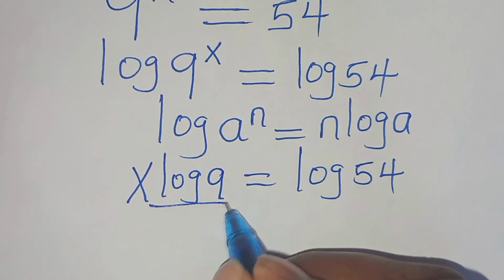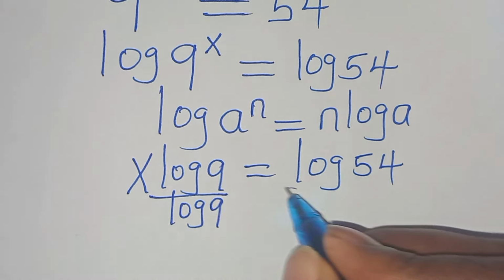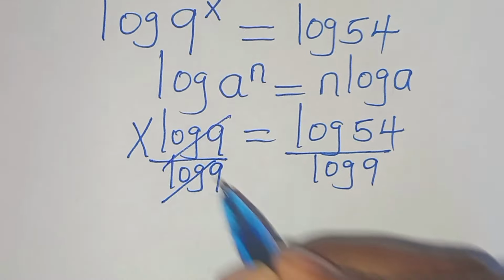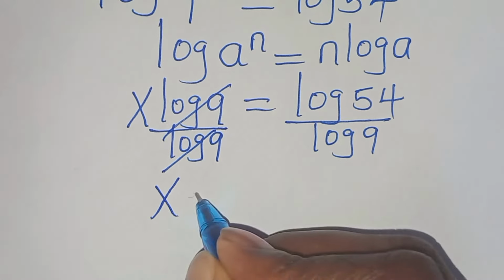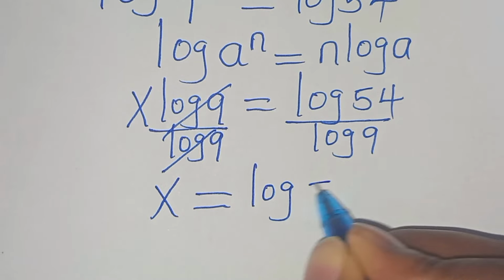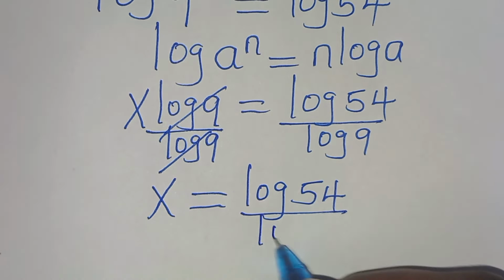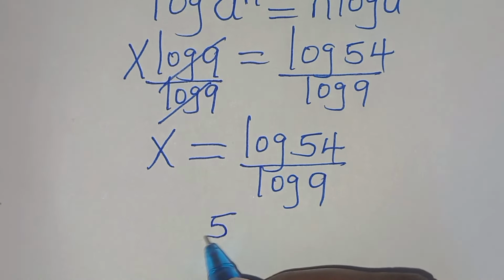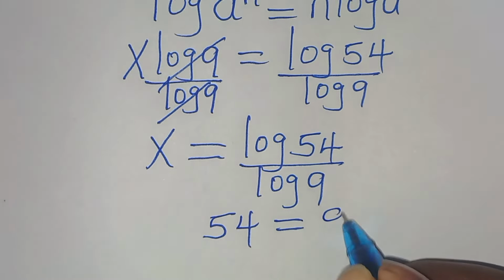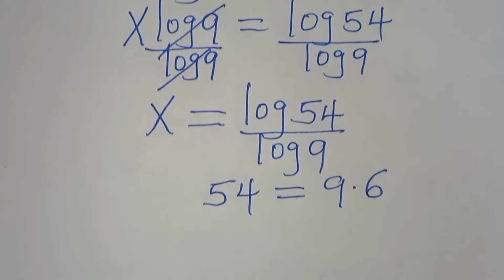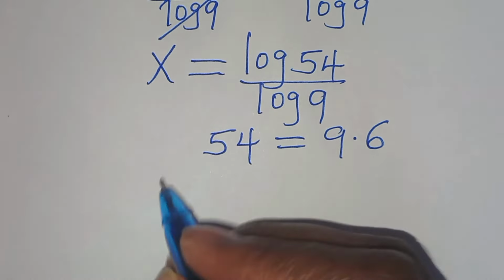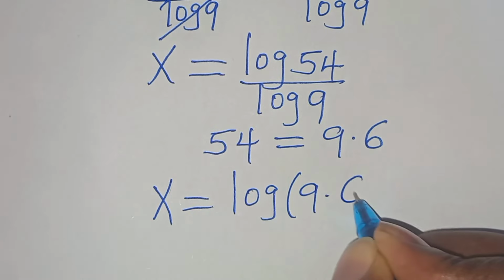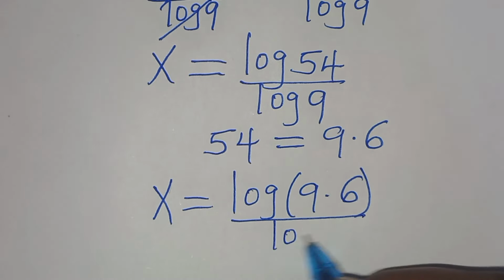Now let's divide both sides by log 9. Here we have log 9, so let's simplify log 9 and log 9 so that now we have x is equal to log 54 divided by log 9. Now the next step is that we can express 54 as the same thing as 9 multiplied by 6. Now substituting this, we have x is equal to log 9 times 6 divided by log 9.